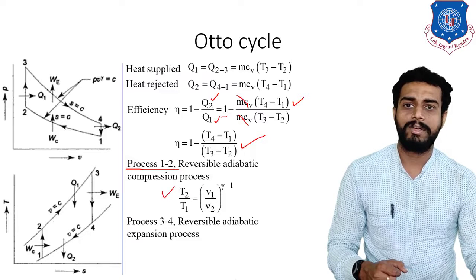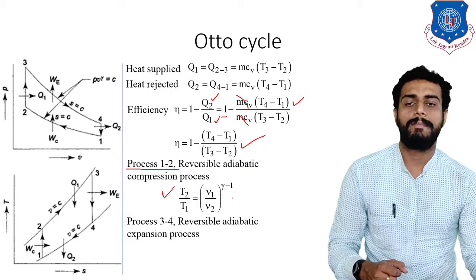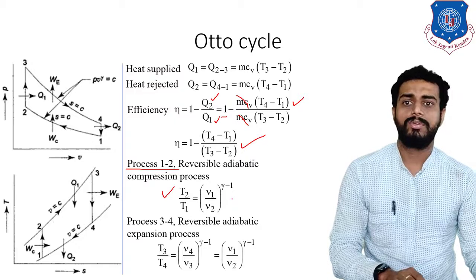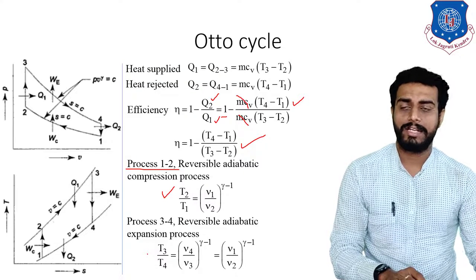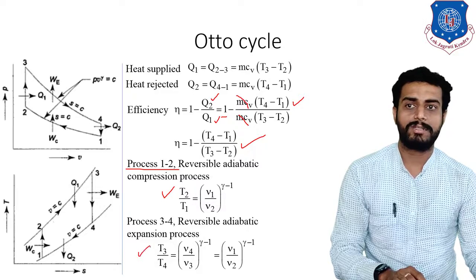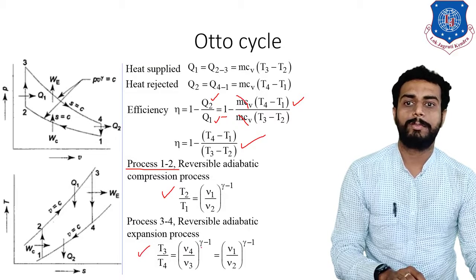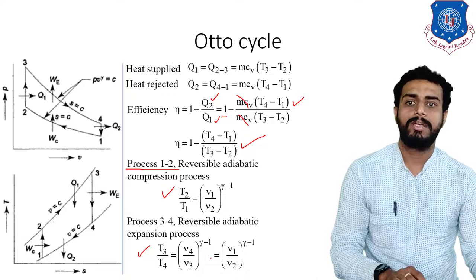I can write T2 by T1 is equal to V1 by V2 raised to gamma minus 1. Okay, so that I can write. And from 3 to 4, what can I write? That is also a reversible adiabatic expansion process. So I can write T3 by T4 is equal to V4 by V3 raised to gamma minus 1, right?